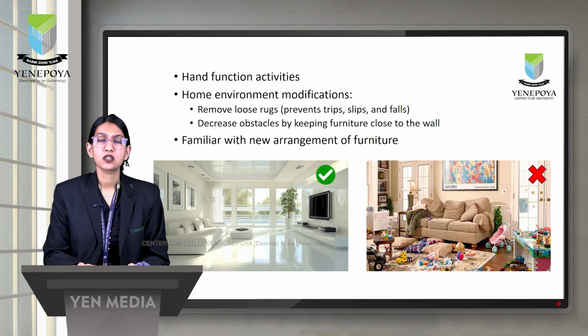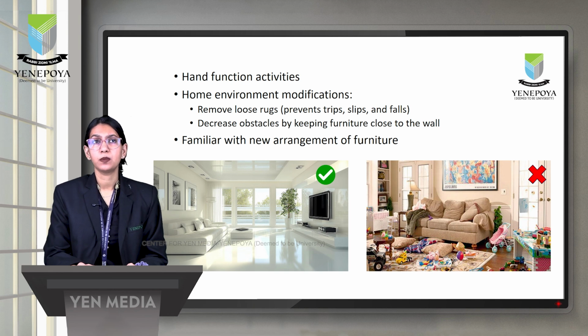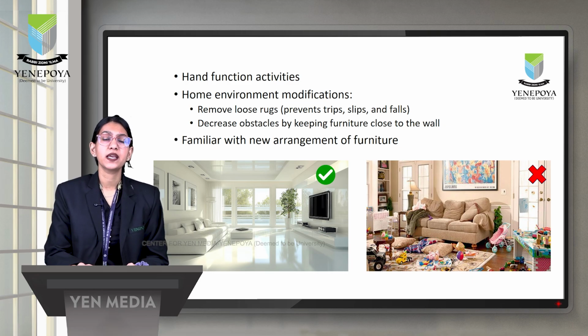Hand function activities should be provided from the early stages of Parkinson's disease. Next, home environment modifications can be given. For example, removing loose rugs to prevent trips, slips and falls, and decreasing obstacles by keeping furniture close to the wall. As you can see the difference in the two pictures, the first picture has ample space and the passage is clear. Whereas in the second picture, it's an environment which is more prone to falls.